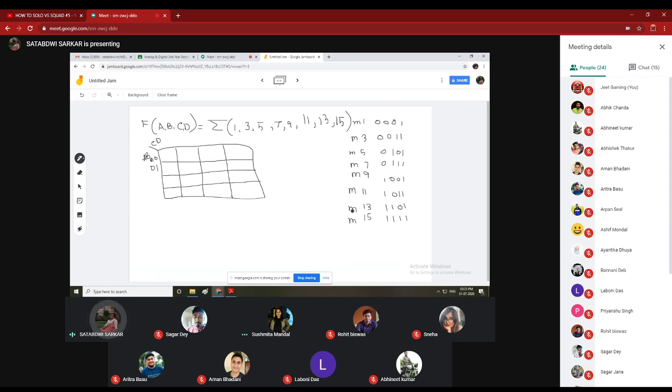15 is very easy. So now we have to put the values here. This is M0, M1, M2, M3, M4, M5, M6 and M7, M8, M9, M10, M11, M12, M13, 14, 15.